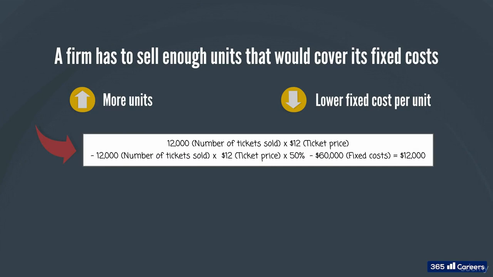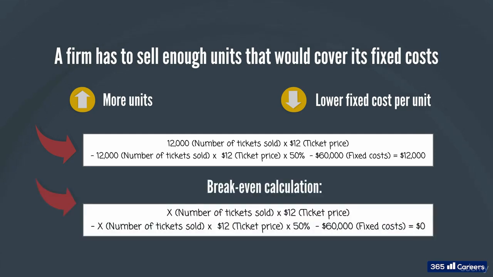Number of tickets sold multiplied by a ticket's price minus variable costs equal to 50% of ticket's price times the number of tickets sold minus fixed costs of $60,000. This gives us $12,000. Let's calculate the break-even point now. What is the number of tickets that would allow the company renting the cinema to break even? In this equation, the number of tickets sold becomes our unknown x. We would have $12 multiplied by x minus $6 multiplied by x minus $60,000, and this is equal to 0. So basic algebra allows us to solve for x and obtain that x is equal to 10,000.